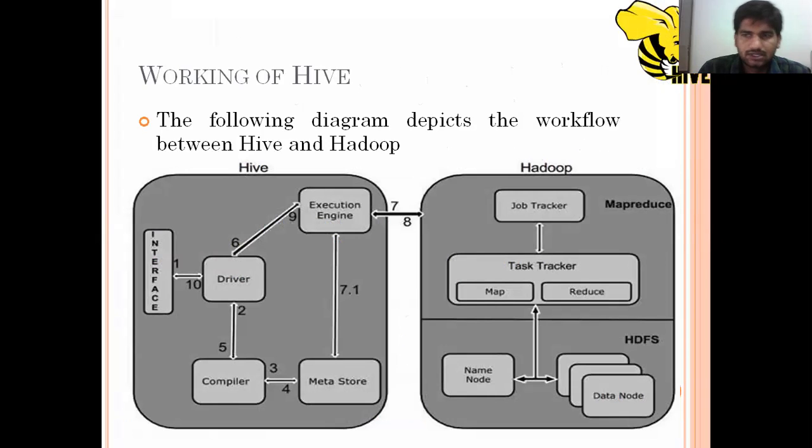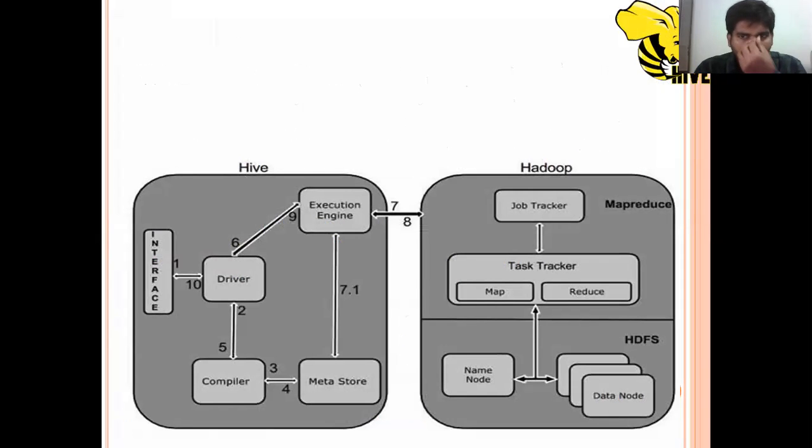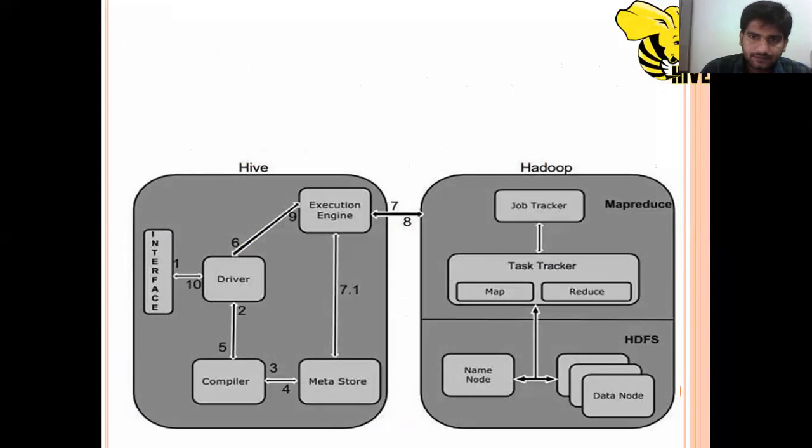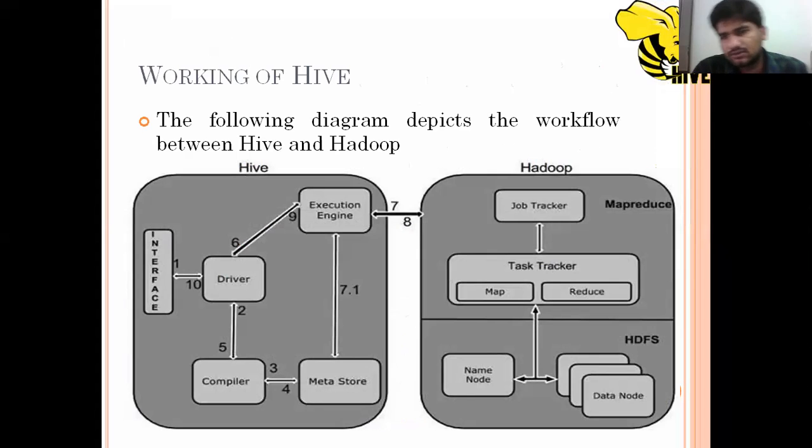So what are the terminologies? What are the terminologies over there? These are the user interface, metastore, HiveQL process engine, execution engine, and HDFS. See the working flow. We rushed through it last class. There are nearly 10 steps. Now I will tell you overall here, then we will see it step by step. Once again, I will read it.